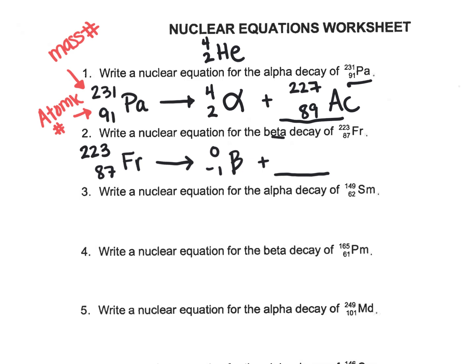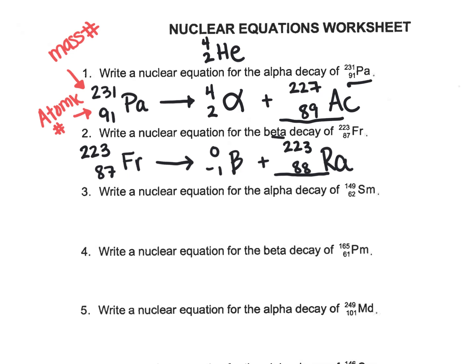So what element does this break down into? It's the same story. The right side of the arrow has to equal the left side. So 223 minus 0 is still 223. Then we have 87 minus -1. What is that? Plus 1. So what's 87 plus 1? 88. And if you look at 88 on the periodic table, what's the symbol? Ra. Good. The -1 can kind of throw people off because a minus -1 is plus 1.